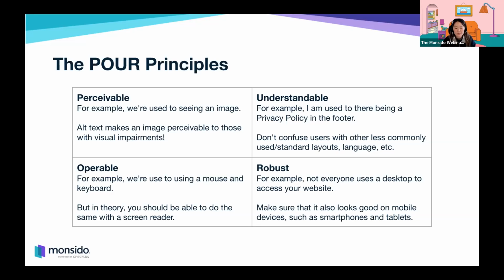And the 4th principle is it needs to be robust. Not everyone uses a desktop to access your website. We see more and more mobile and tablet use, especially through multiple analytics platforms, where we also want to make sure that it does look good on mobile devices, smartphones, and tablets.